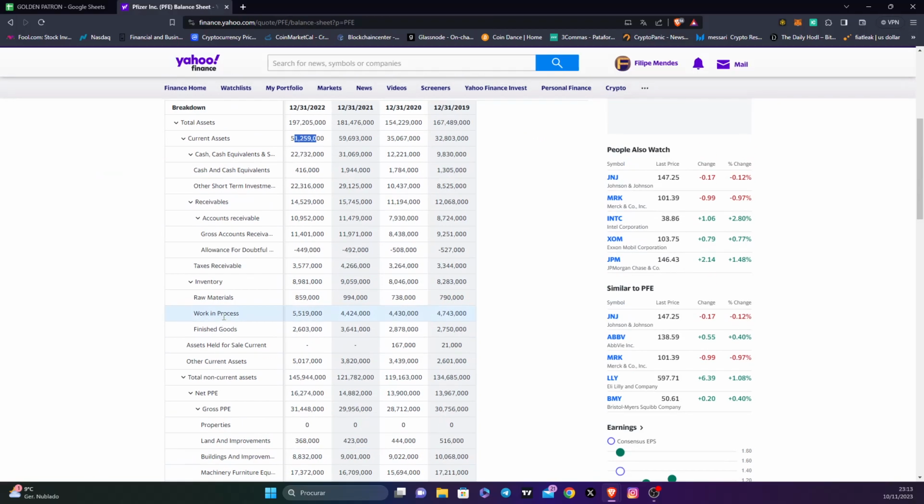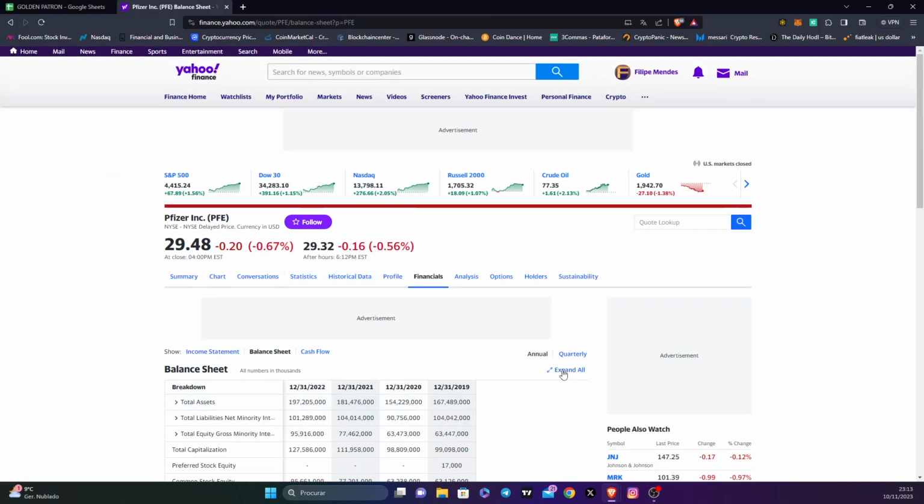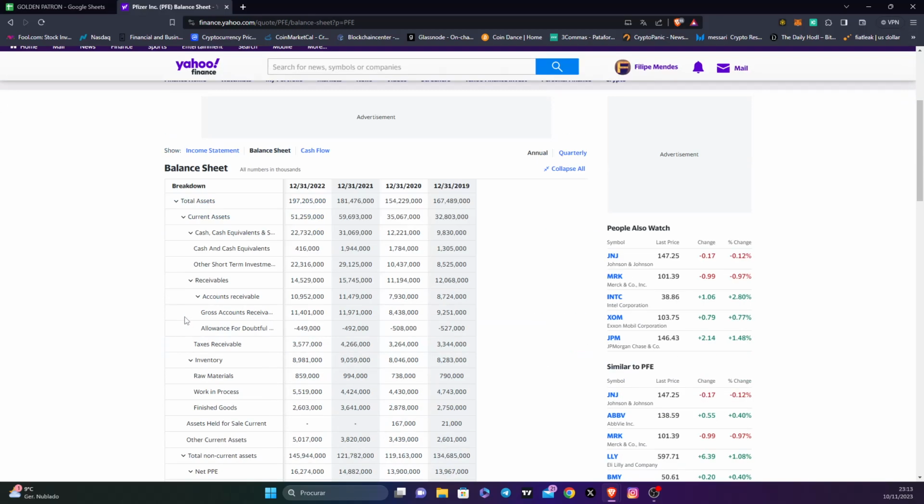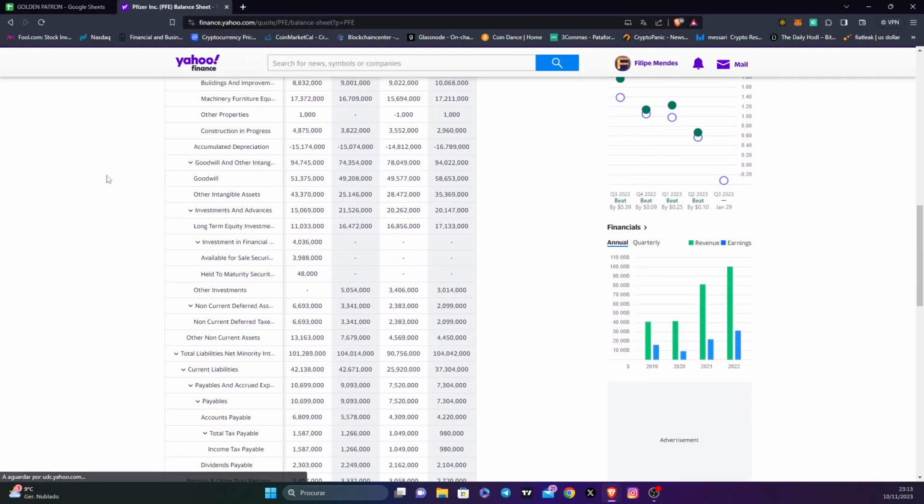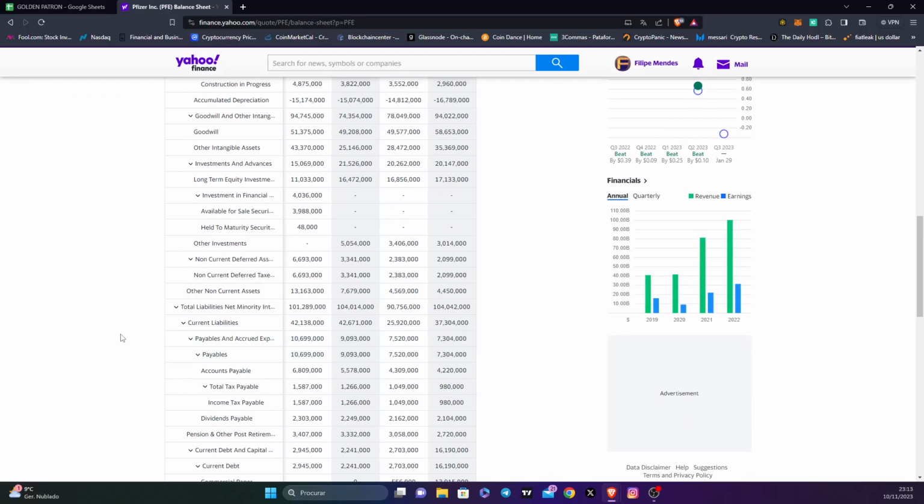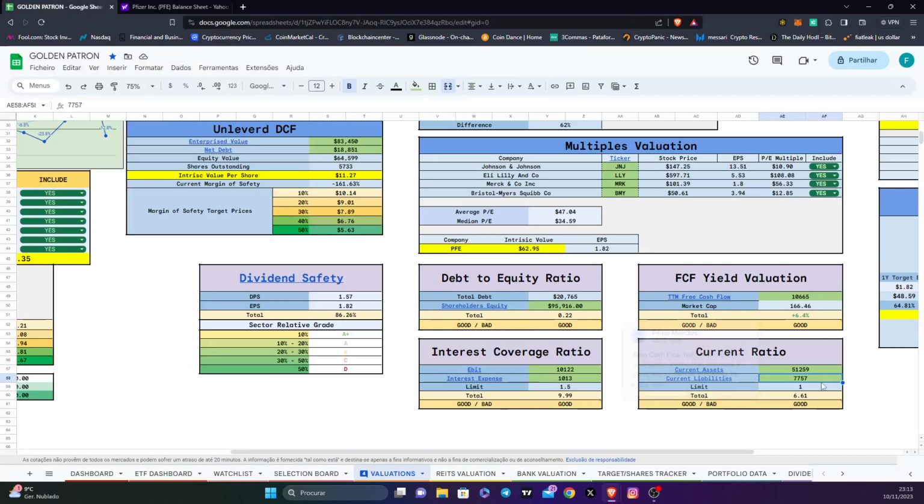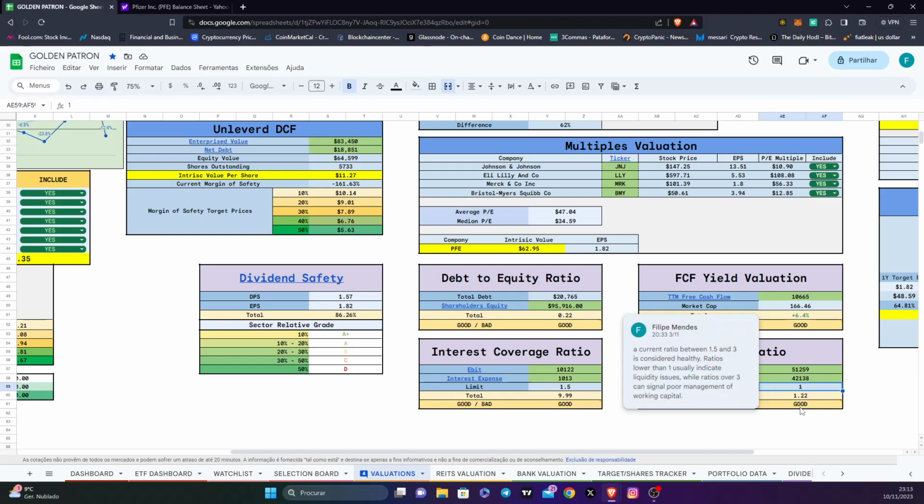It should be down here. Remember, if you come here, you need to expand all, okay? You need to expand all to get everything. And we need the liabilities, current liabilities right here. And we want to plug this in, 42, 138. Okay. So once we plug that in, we have the limit of 1. And the total came to 1.22, so that's good, okay?